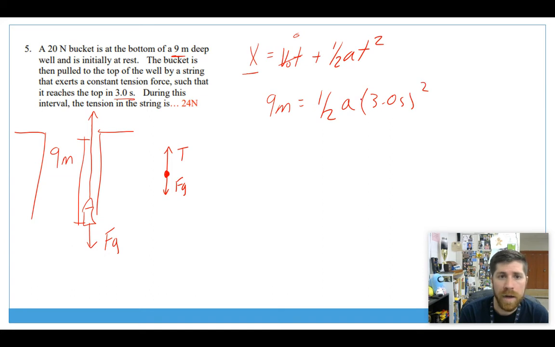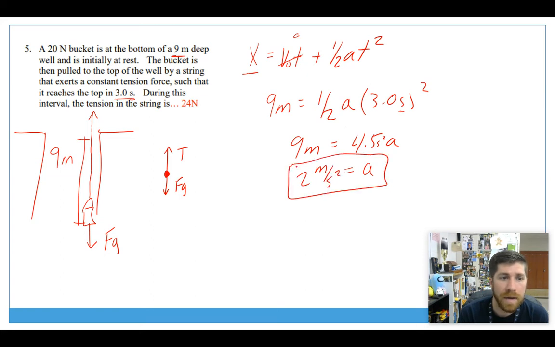So you have 3 squared is 9, half of 9 is 4.5, so you'd have 9 meters is equal to 4.5 times my acceleration. And this unit would be seconds squared, because I squared time. And then if I divide by 4.5, I have an acceleration of 2 meters per second squared.